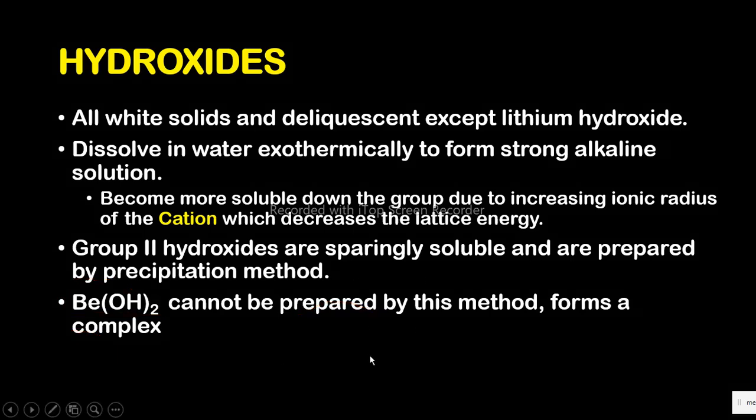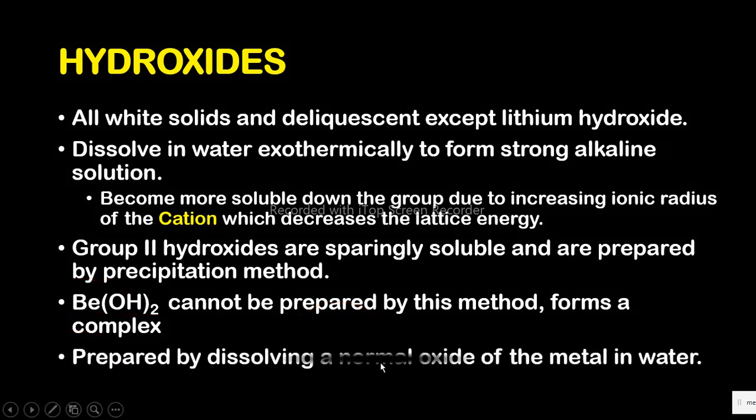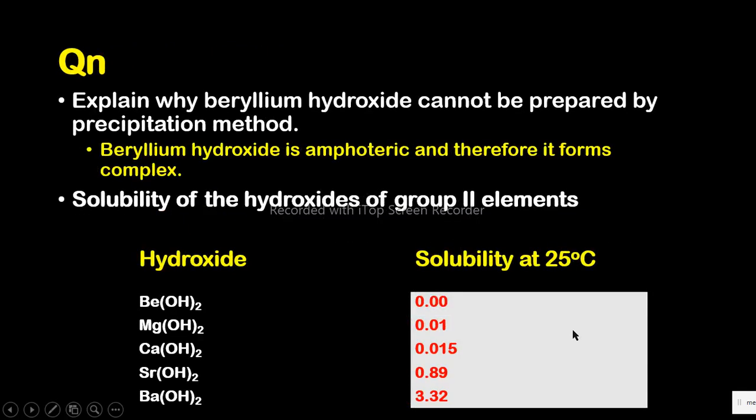That's pretty good. That's brilliant. So then how do we prepare it? We prepare it by dissolving a normal oxide of beryllium in water. So you just get beryllium oxide and you dissolve it in water, you produce your beryllium hydroxide. So now, question: explain why beryllium hydroxide cannot be prepared by precipitation method. It's what we have just discussed.